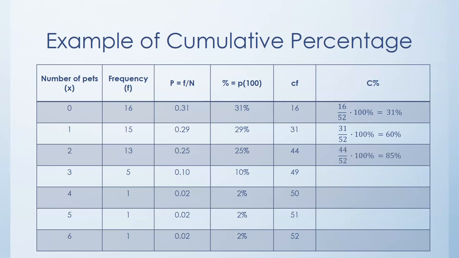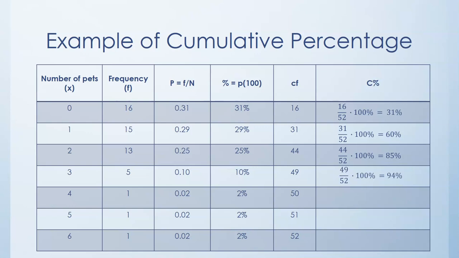Okay, so now we look at the next one. We've got 44 divided by 52 times 100, and we get 85%. That means that 85% of the households surveyed had 2, 1, or 0 pets. And we just continue working through the problem that way.